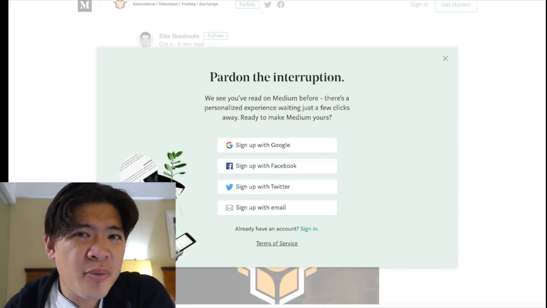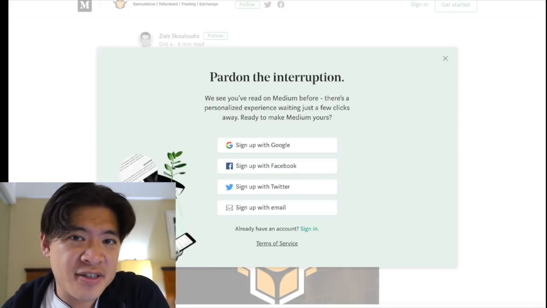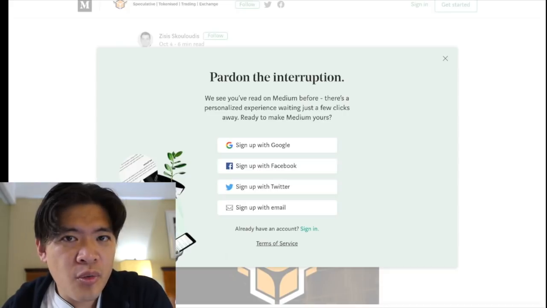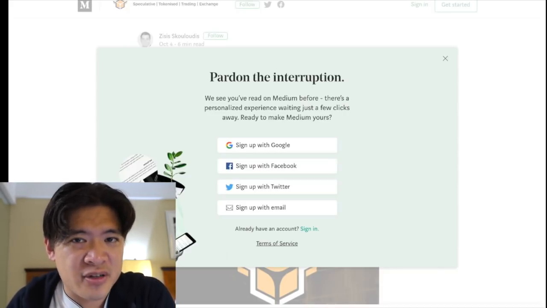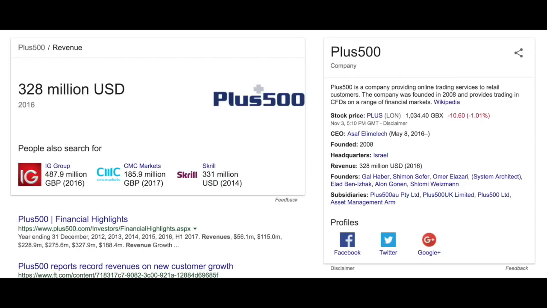So I'm going to talk a little bit about what I think about this project and the details of the token sale. So what do I think about this? Well, I've touched on this in the past. I've done speculative trading in the past. I do want to say as well that this market is huge. The exchange that I was using, Plus500, brought home $328 million worth of revenue last year.